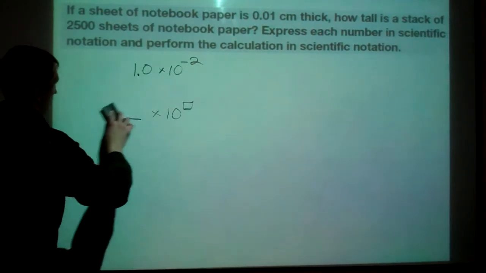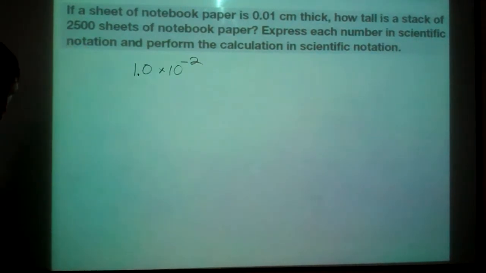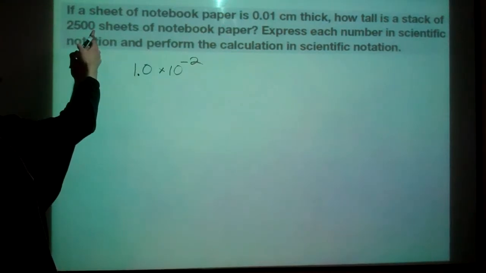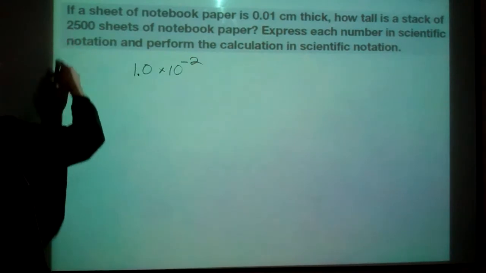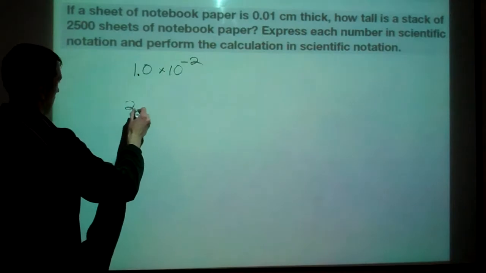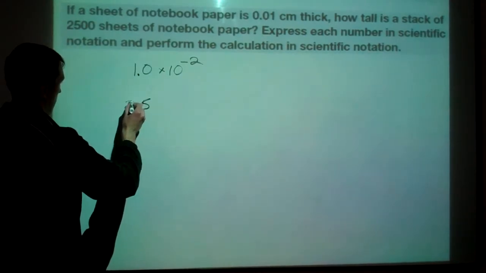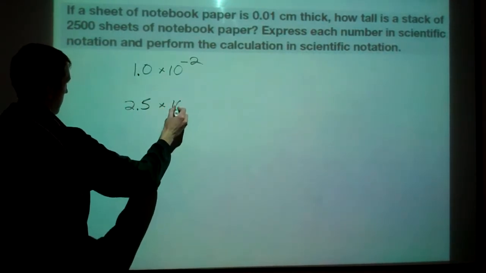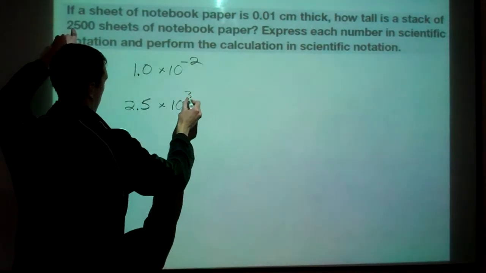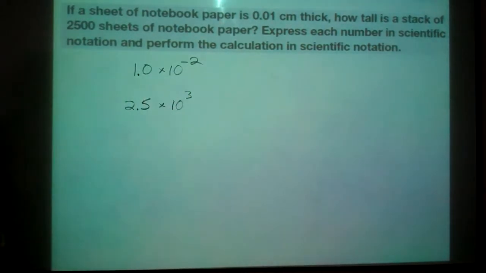So there's that number. These ones are a little easier, I would imagine. We like working with the bigger numbers better. So our decimal is currently right here, and we need to move it in between the 2 and the 5. So 2.5 times 10 to the something. How many spots do we move it? 1, 2, 3. So this would be 10 to the third. So those are our 2 numbers.